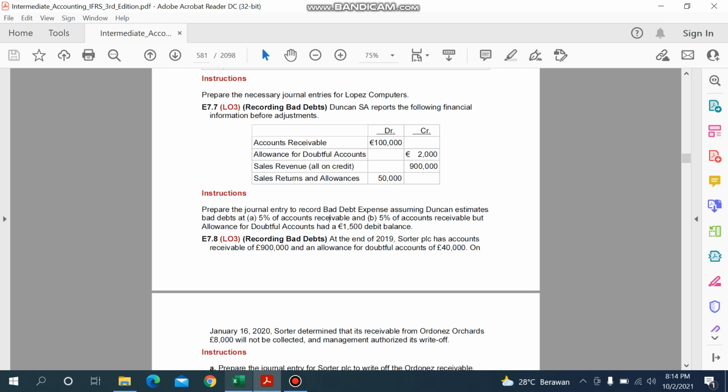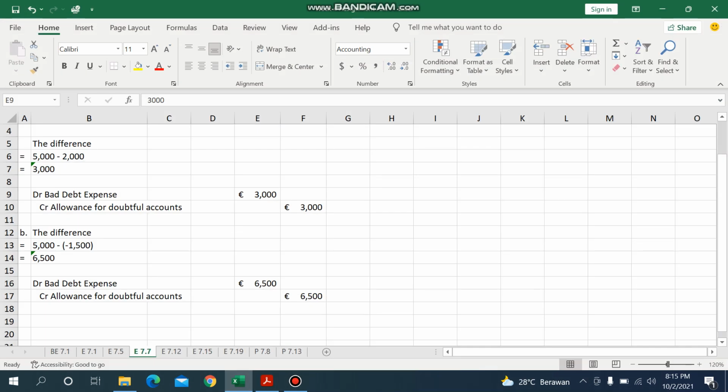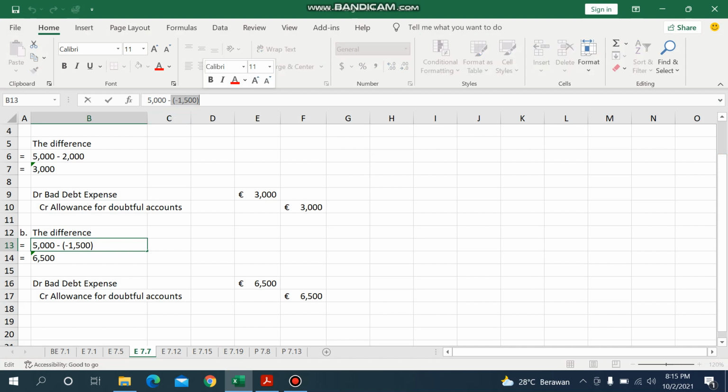So at the end of the year, the allowance for doubtful accounts will be 5,000. But before the adjustment, the allowance for doubtful accounts had a 1,500 debit balance, not credit. If it is already a debit balance, it means that the allowance for doubtful accounts is negative already. So when you calculate the difference, you need to be careful. It is 5,000 minus 1,500, because this 1,500 is on the debit side, so it is negative already.